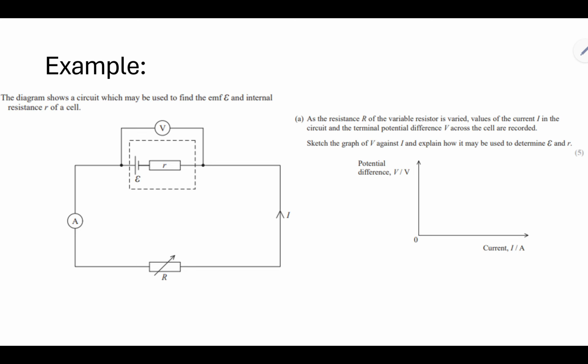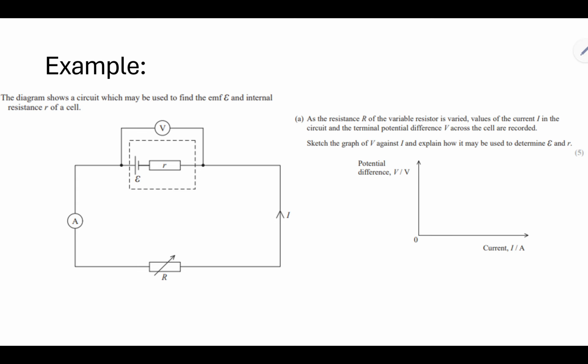So now we are going to be going on to one of two example exam style questions, where this one states, as the resistance R of the variable resistor is varied, values of the current I in the circuit and the terminal potential difference V across the cell are recorded. Sketch the graph of V against I and explain how it may be used to determine E and R.